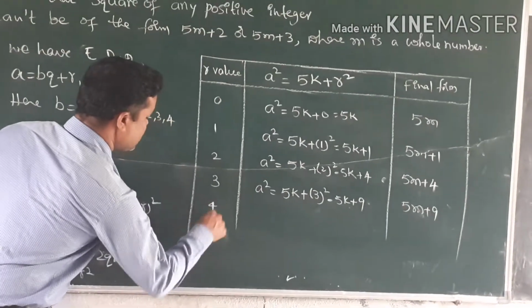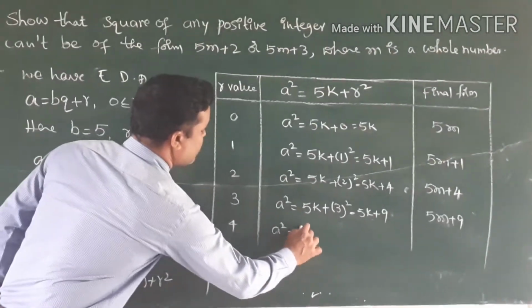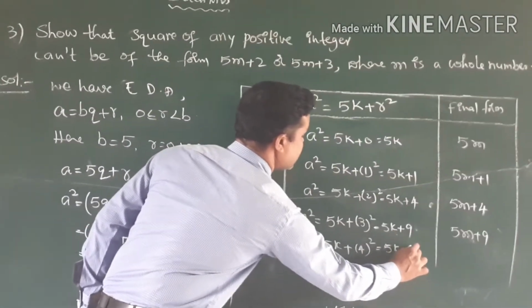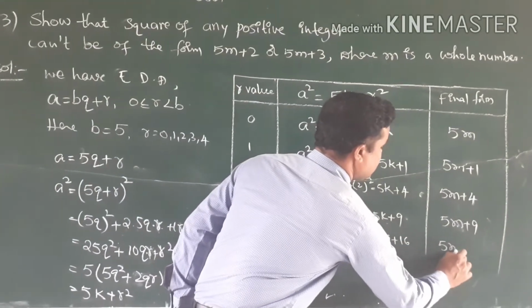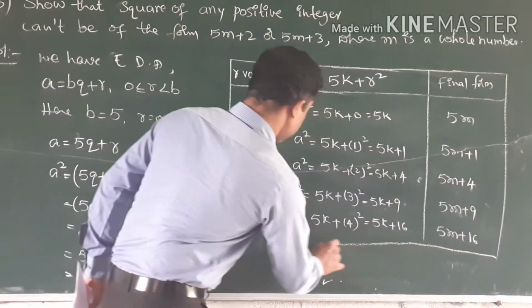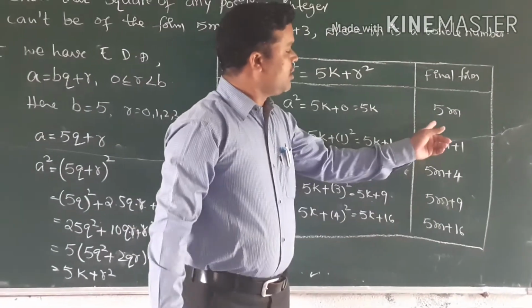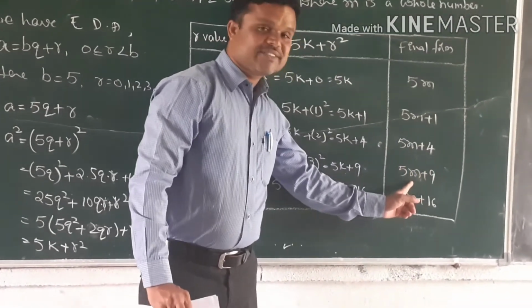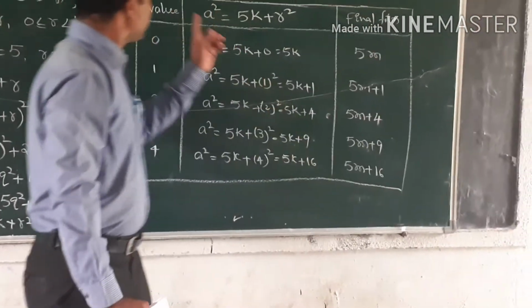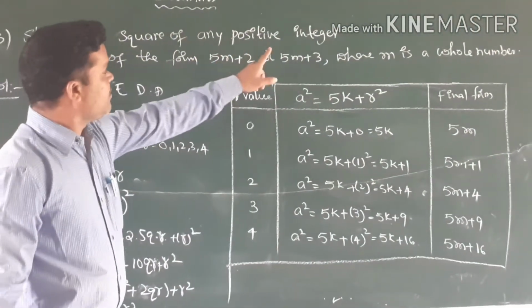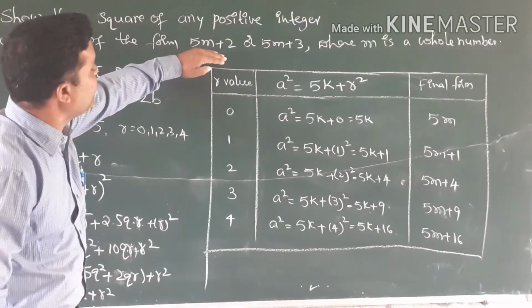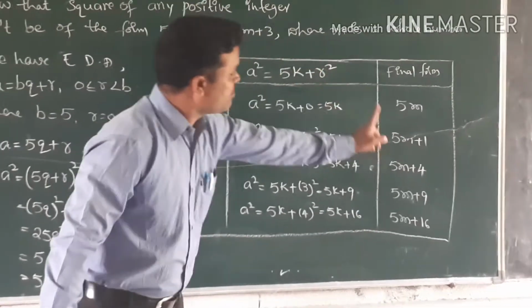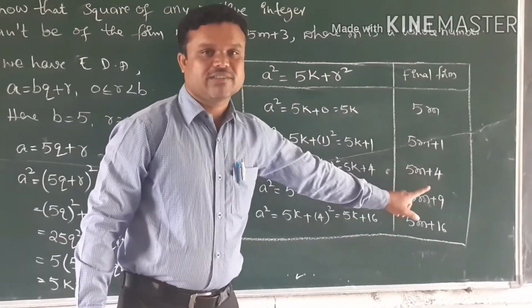Now take r value as 4. A square is equal to 5k plus 4 square, that is 5k plus 16, and the final form is 5m plus 16. If you see all the final forms: 5m plus 1, 5m plus 4, 5m plus 9 and 5m plus 16. So, from the question, the square of any positive integer can't be of the form 5m plus 2 or 5m plus 3. If you see here in the RHS final forms, there is no 5m plus 2 or 5m plus 3. So this is our proof.